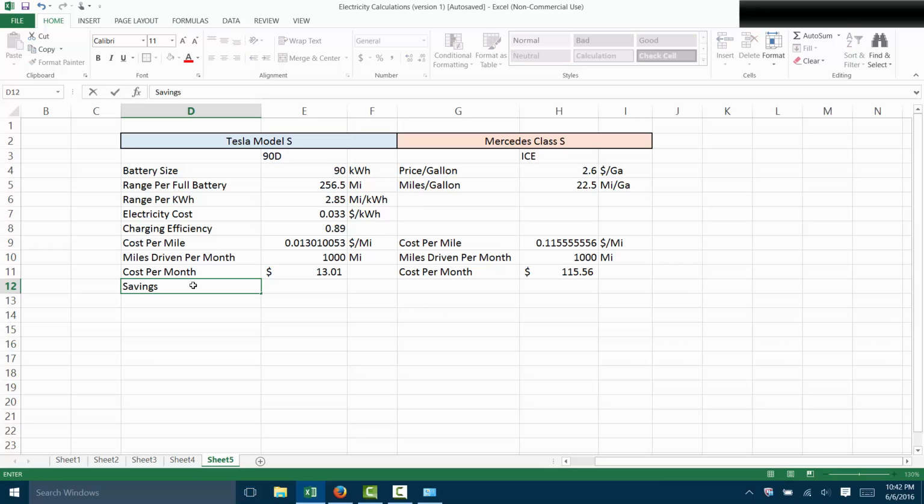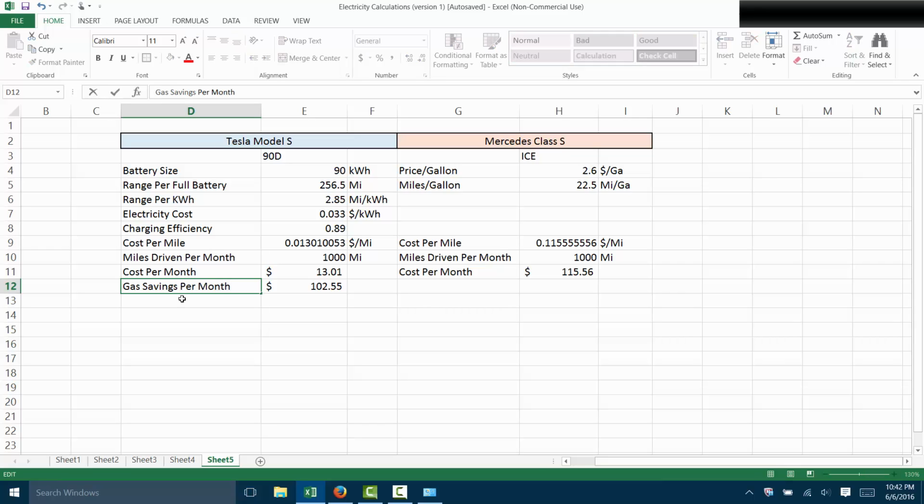So the savings, we're going to go to the Tesla column now. The savings of driving the Tesla. I'm going to say gas savings. It's going to be just the difference of those two numbers, right? So we're going to go to that number, subtract that right there, and that tells you that's $102 you'll be saving every month. So that's gas savings. I'm going to say this is gas savings per month.